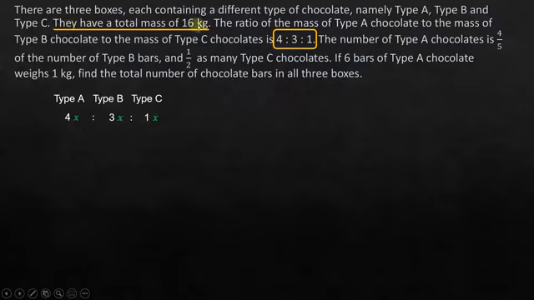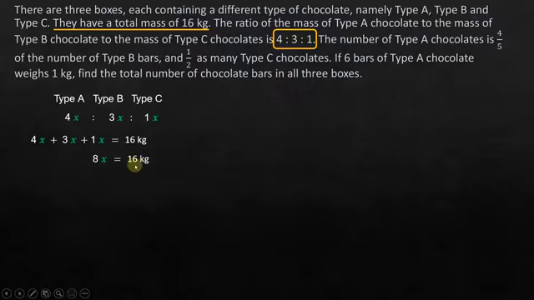Now we have another vital piece of information here. They have a total mass of 16 kilograms. That is, the type A, type B, and type C chocolates have a total mass of 16 kilograms. So the total mass of type A is represented by 4x, type B by 3x, and type C by 1x. So if we add them together, 4x plus 3x plus 1x, that should be equal to 16 kilograms. That is, 4 plus 3 is 7 plus 1 is 8. 8x is equal to 16 kilograms.